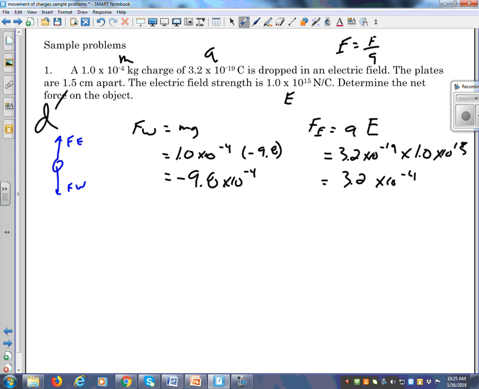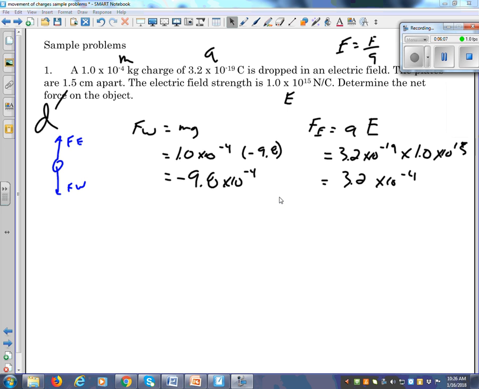Okay, so I get 3.2 times 10 to the minus 4. Now, most of the time, those exponents are going to be the same number. You see how I've got minus 4 and minus 4? Most of the time, they're going to be the same. They might be off by 1, like one might be minus 4, one might be minus 3. They have to be in the same general ballpark, the same general value.